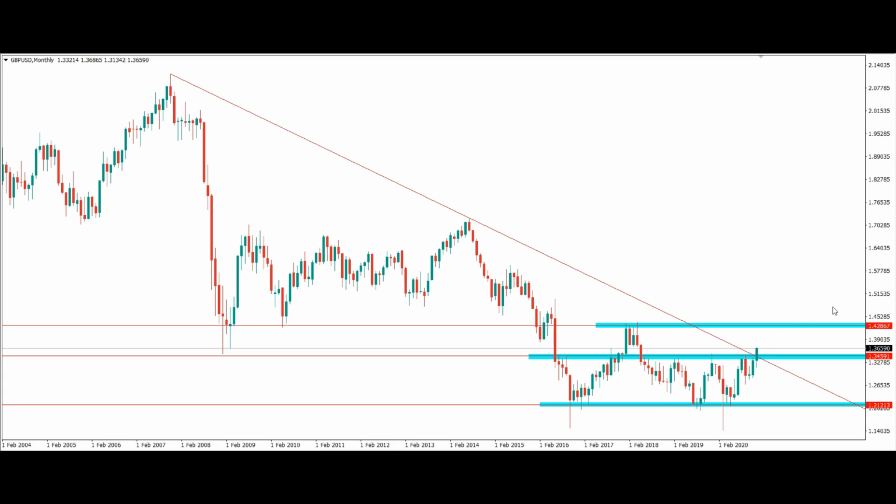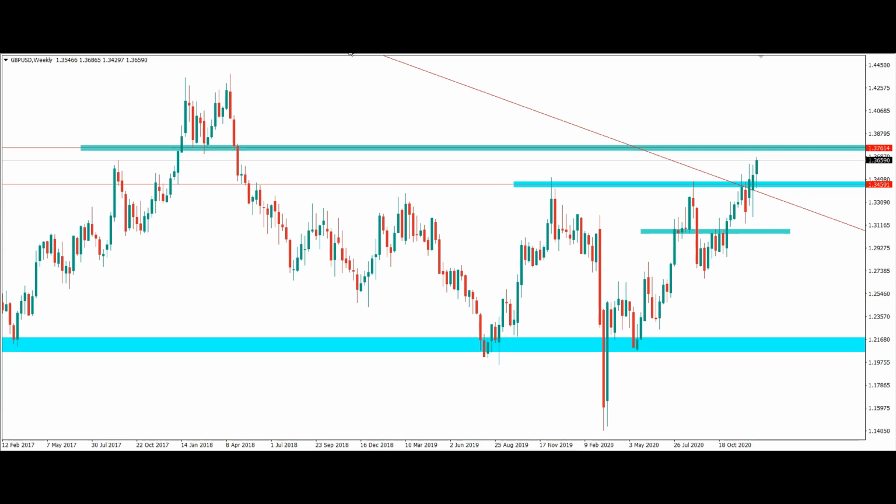So from the monthly time frame, what we want to see is a rise to 42.86 over the next few months. From the weekly time frame, what we can see is that the price has given us a weekly close above this level, resistance around there. So if they close above that level, what we expected was a continuation.